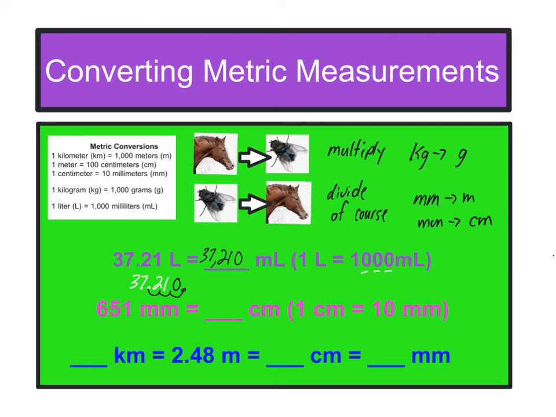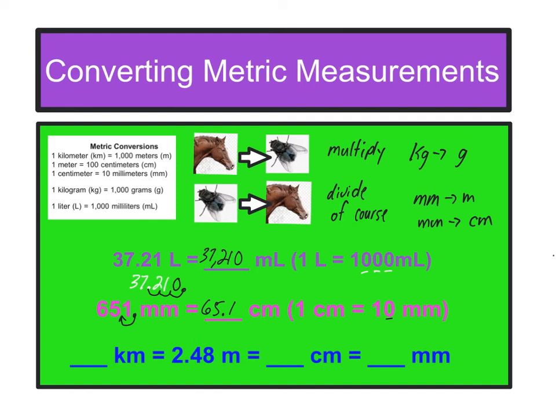Next up, we have 651 millimeters is how many centimeters? So we have 1 centimeter is 10 millimeters, so that means we are going from fly to horse. So we are dividing. Whenever we divide, we move our decimal point to the left. So we start here and we move it. There's 1 zero. That means 1 place value back, or 1 hop backwards, which gives us 65 and 1/10 centimeters.